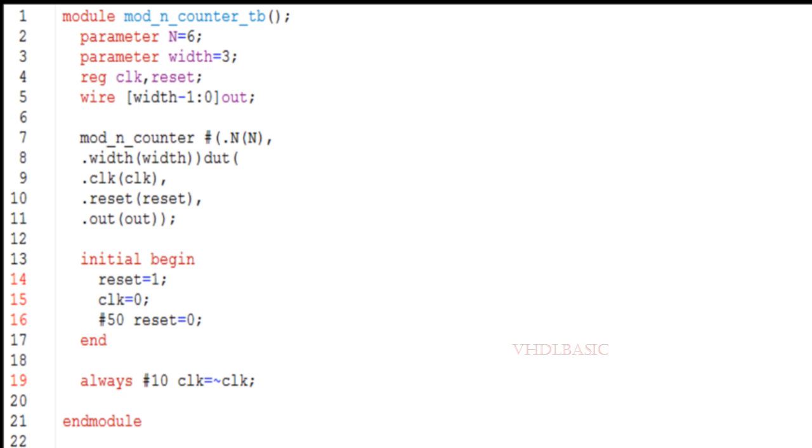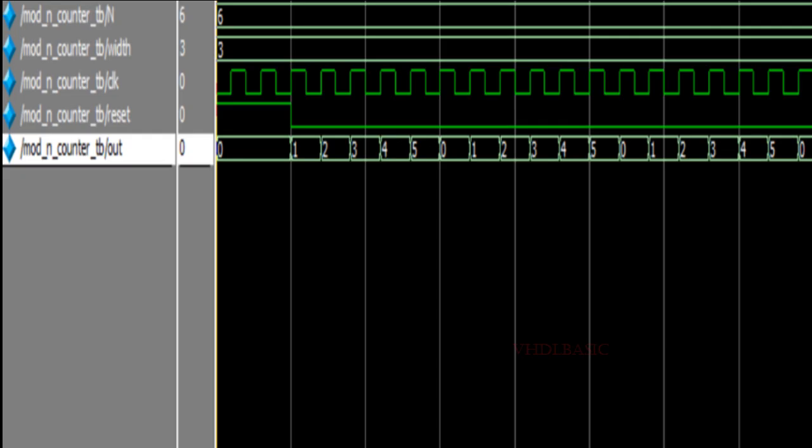In lines 7 to 11, I am instantiating the mod-n counter, where I am using n with clock, reset and output. In the initial block, I am initializing the reset and the clock, and after 50 nanoseconds I am releasing the reset. Also, in line number 19, I am generating a 50 megahertz clock. Every 10 nanoseconds it will invert the clock value, which means one clock period is 20 nanoseconds, so that is 50 megahertz.